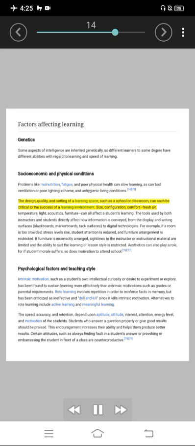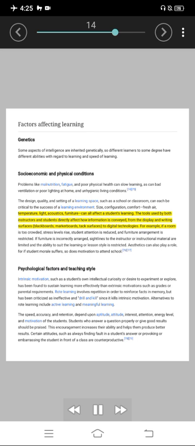The design, quality, and setting of a learning space, such as a school or classroom, can each be critical to the success of a learning environment. Size, configuration, comfort, fresh air, temperature, light, acoustics, furniture, can all affect a student's learning. The tools used by both instructors and students directly affect how information is conveyed, from the display and writing surfaces, blackboards, markerboards, tack surfaces to digital technologies.